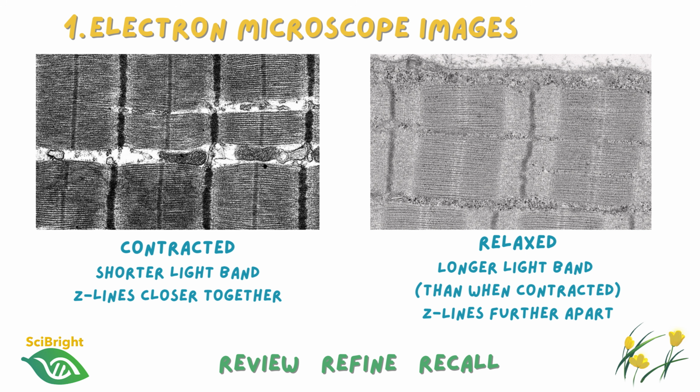Make sure you can compare contracted and relaxed muscles by observing the shortened light band in contracted sarcomeres, where actin has been pulled over myosin by the power strokes. The sarcomere end Z lines will get closer together as the sarcomere shortens. However, the dark A band will stay the same length as myosin length does not change. Now, sarcomeres are the most likely image you will see.